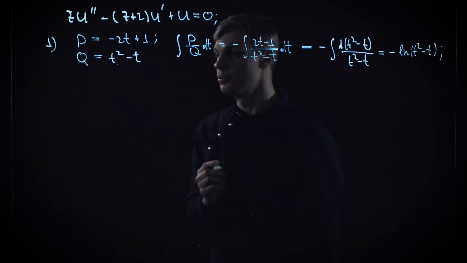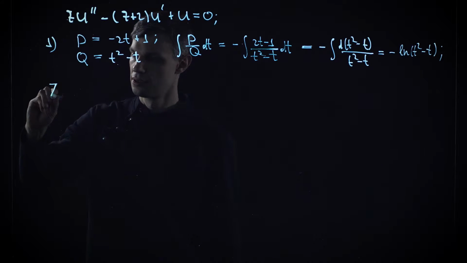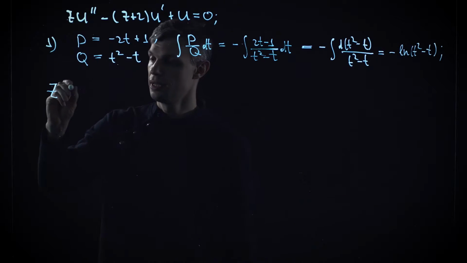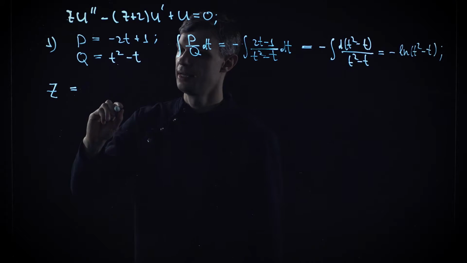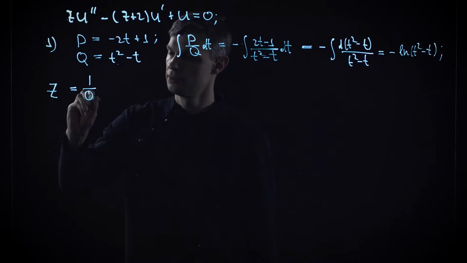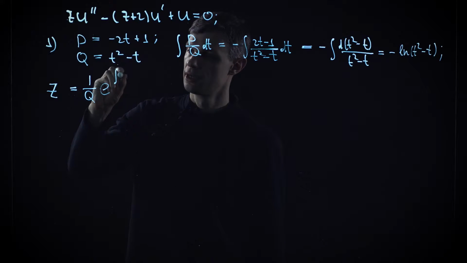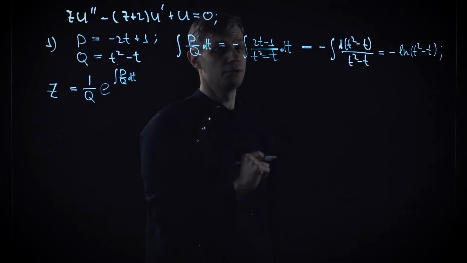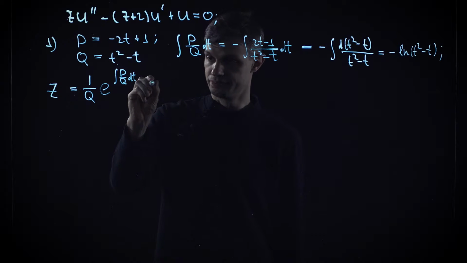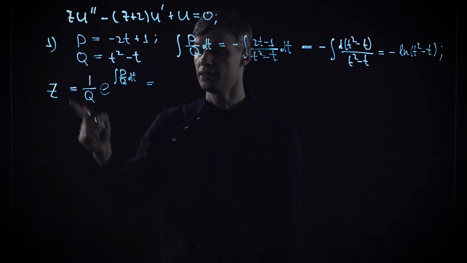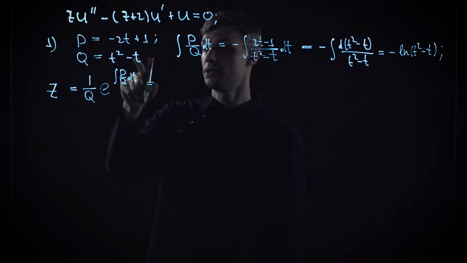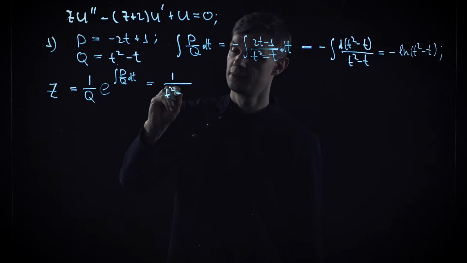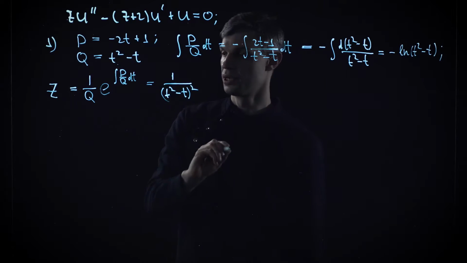Now we may compose the z function which enters our exact solution. And as you remember, it is defined as follows. It's 1 over q times e to the integral of p over q dt. The integral gives us the simple log. So the exponential of the log will just give us t squared minus t in the denominator. And additionally, we have t squared minus t from this q polynomial. So our z function is 1 over t squared minus t squared.